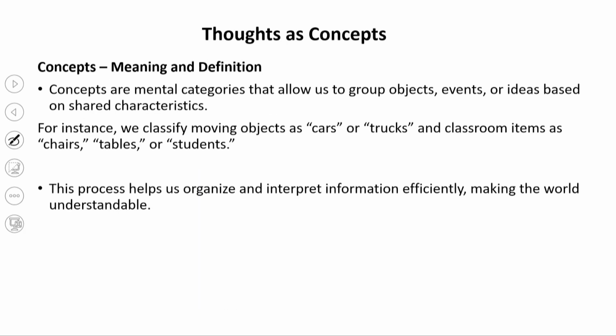So, we have talked about how images or visualization play a very important role in our thinking process. Now, let us look at the role of concepts, because that is probably the dominant aspect of thinking. So, what is a concept? Concepts are mental categories that allow us to group objects, events or ideas based on shared characteristics. So, concepts are mental categories that we develop when we group certain objects together, or events or ideas, based on some shared characteristics.